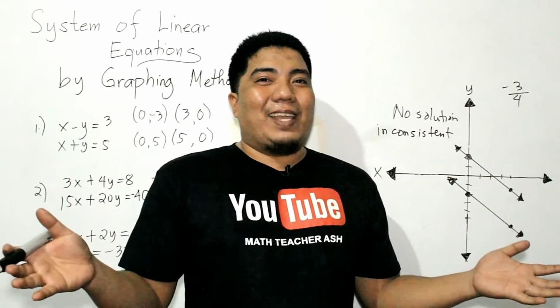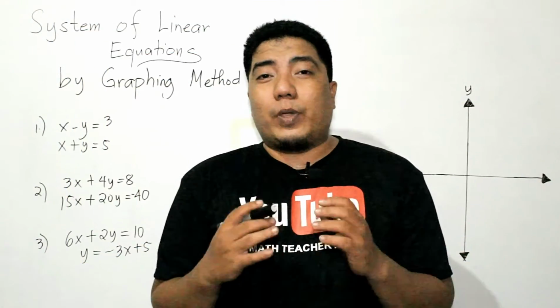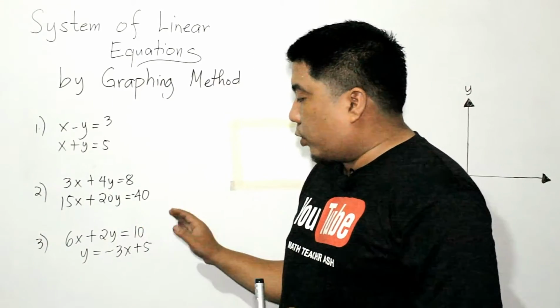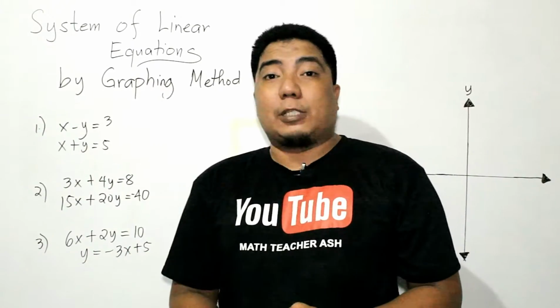Okay? Easy, right? Now, let us go to our final example. Okay, math learners, we are down to our final example. We have 6x plus 2y is equal to 10. And the second equation is y is equal to negative 3x plus 5.